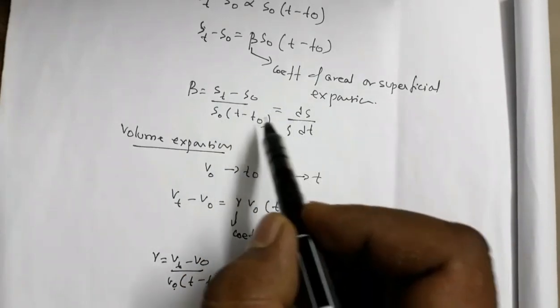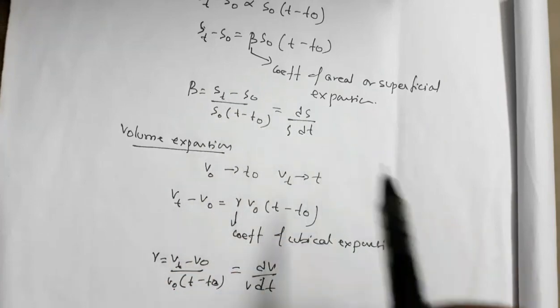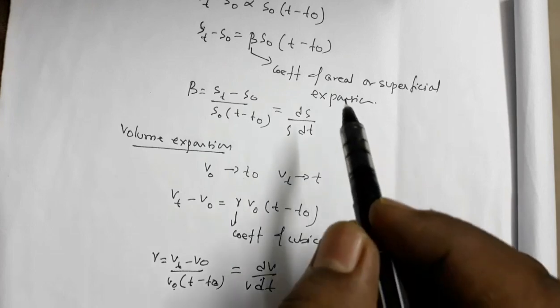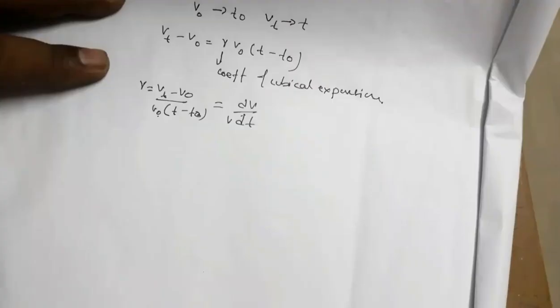St minus S naught is dS, the change in area, and the change in temperature is dT. This is the original surface area. So this is the basic concept of linear expansion, area expansion, and volume expansion. Let us see the relation between the three coefficients of expansion, that is, the relation between alpha, beta, and gamma.